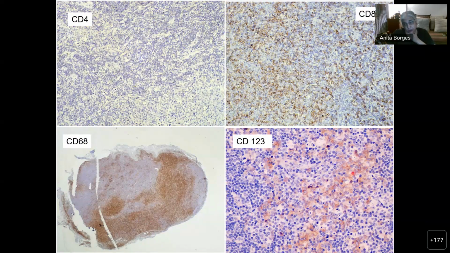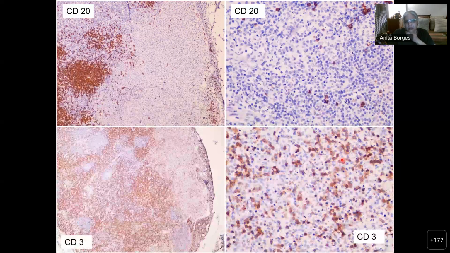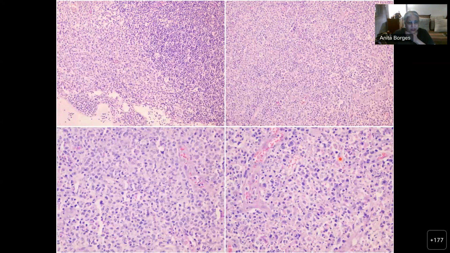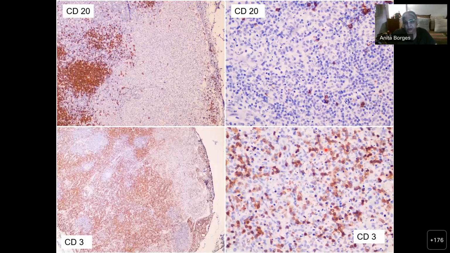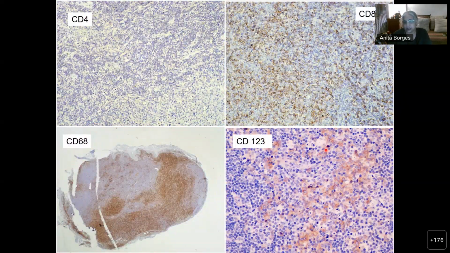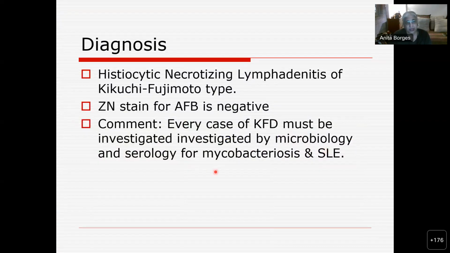What you can do, if you have the ability, and we do it in our lab almost by spinal reflex, though you don't need to, is CD123, which marks the plasmacytoid dendritic cells. I don't know if you can see very well, this is crescentic histiocytes. I don't think they have been photographed adequately, but yes, you can see crescentic histiocytes and the plasmacytoid dendritic cells. So the diagnosis is histiocytic necrotizing lymphadenitis, okay?